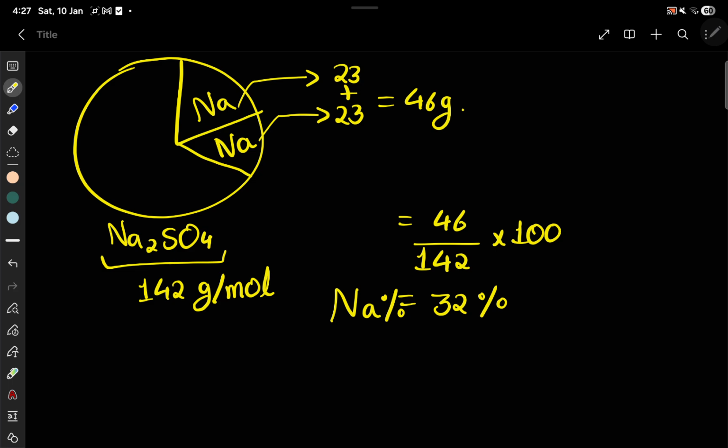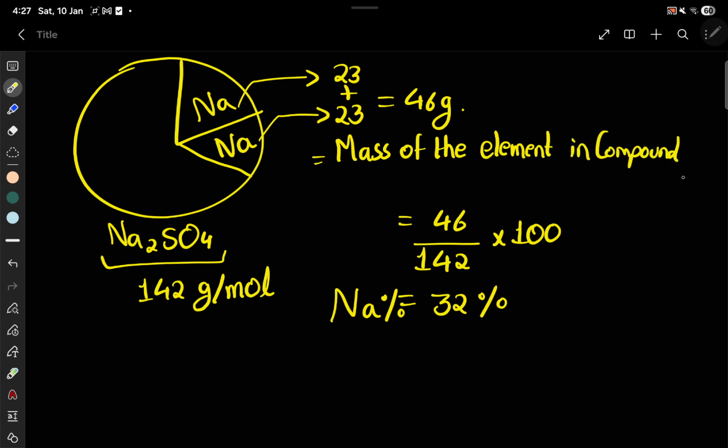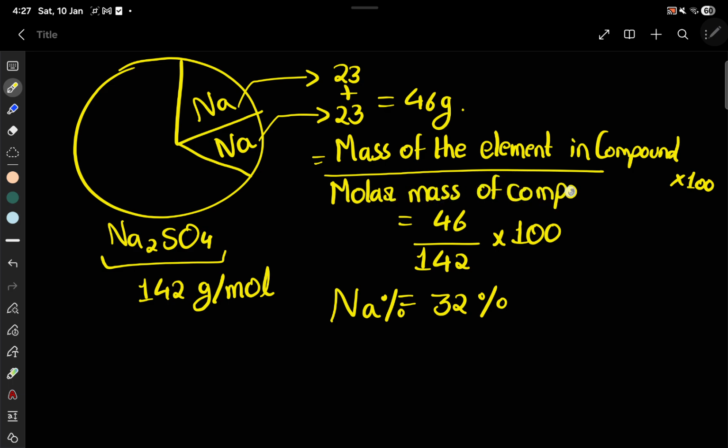Now let me write the formula over here for your assistance. Just write that down in your copies, because it is going to help you later on in your exams. Mass of the element in the compound multiplied by 100, and divide this by the molar mass of the compound, written in the denominator. Students, I have a humble request: please write this formula in your copy. It is going to help you later on in your examination.